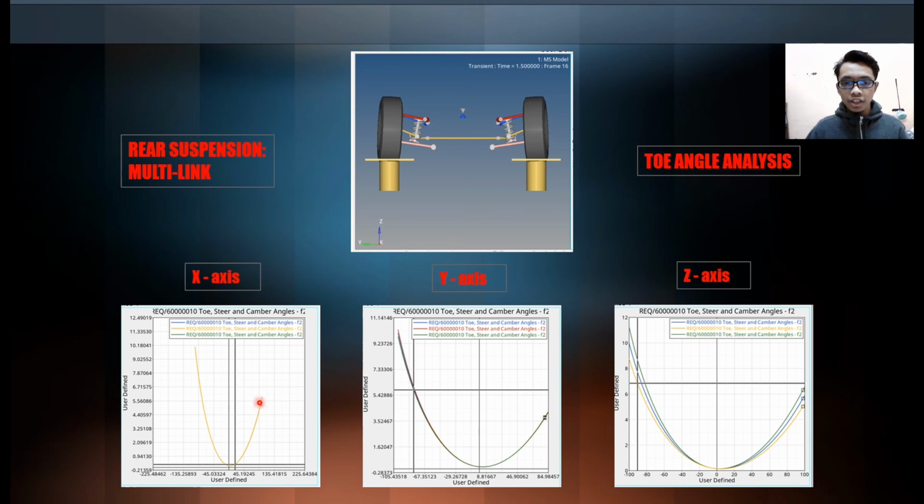As we can see, below are the graphs of this analysis, and on the x-axis, y-axis, and z-axis, the graph is quite good because the parameter we use was in the range of the hard points that we adjusted. So it is suitable for the parameter to be used to develop a new suspension for the multi-link, and to give implementation on the suspension.